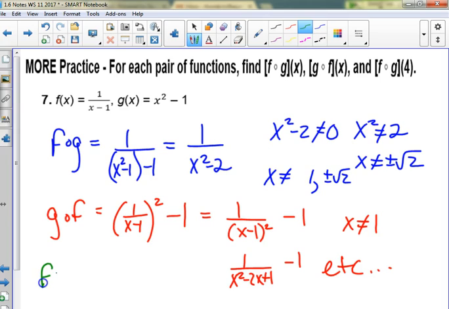All right, what about f of g of 4? If I put 4 into g, what do I get out? 15? Everybody okay? So then put 15 into f, and we get 1 over 14. Is that what would have happened if we put the 4 into this right here? 4 squared is 16 minus 2 is 14, 1 over 14. Okay.